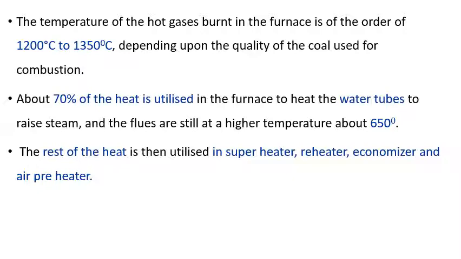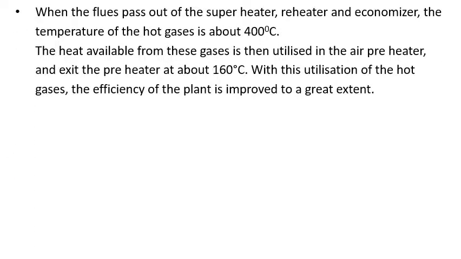The first one in the path is the superheater and reheater, then the economizer and air preheater. When the flue gases pass out of the superheater, reheater and economizer, the temperature is brought down to 400 degrees. Earlier the temperature was 1350 or say 1400. Now it is 1000 degrees. If I use all of them, 1000 degrees has been recovered and 400 degrees is still there in the flue gas.